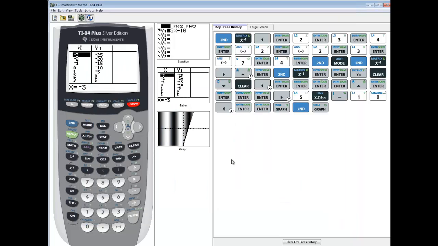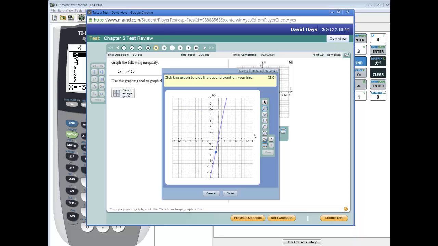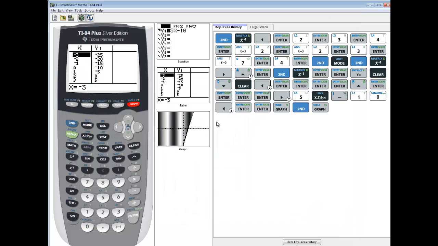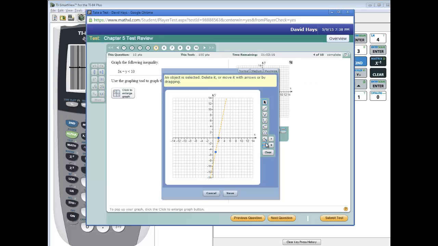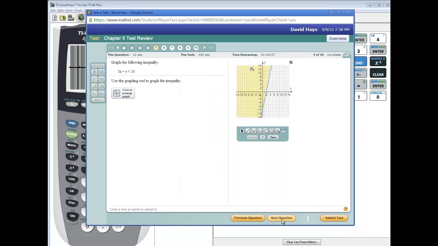And then the next point is 2, 0. So 2, 0 would be a good one, which would be right there. Now this is selected, and I want to make it a dash. So I'll click this, make object, selected object dashed, like that. Okay, now if I go back to graph, this left side's shaded. So I want to choose my region shading tool and click the left side like that. And save that. And then next question.